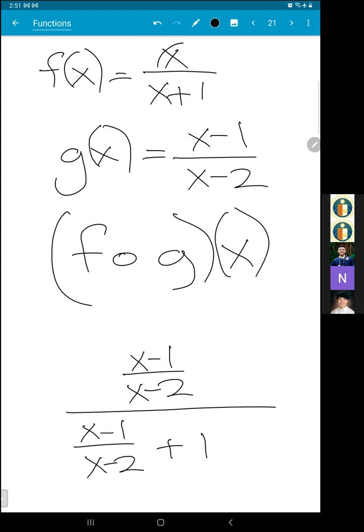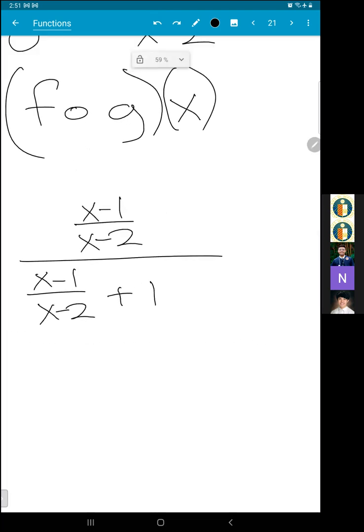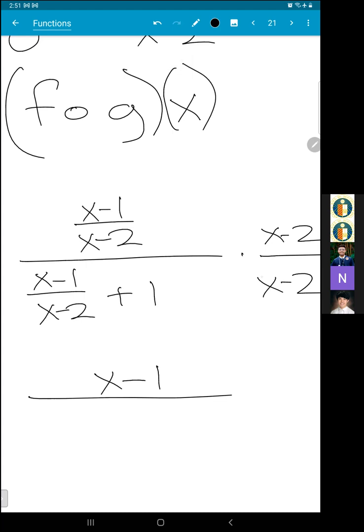Okay, X over X plus 1. That's your X over X plus 1. And you simplify this one. And how do you simplify this one? You use the least common denominator, which obviously is X minus 2. So multiply by X minus 2 over X minus 2 to reduce the expression of complex fractions. So we'll have X minus 1 all over, and then this one, X minus 2 cancels out.